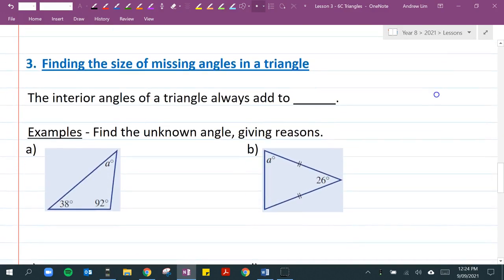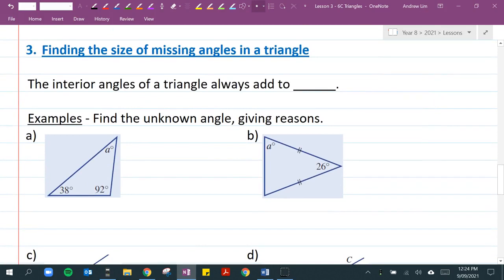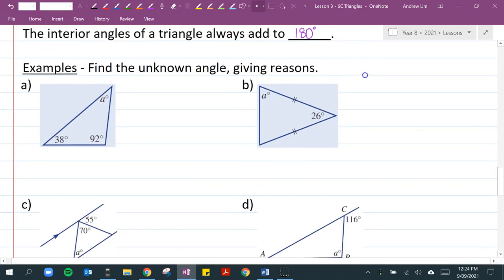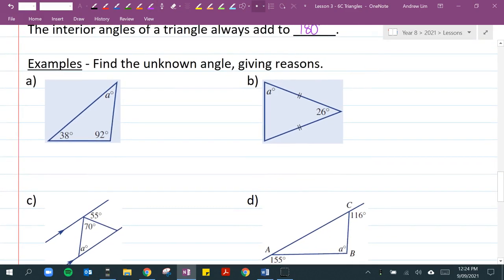Okay, let's have a look at how to find the size of missing angles in a triangle. Now the interior angles of a triangle will always add to 180 degrees. This is really important because we'll be using that fact to find the size of any missing angles. So let's have a look at these questions. We're going to find the unknown angle giving reasons.